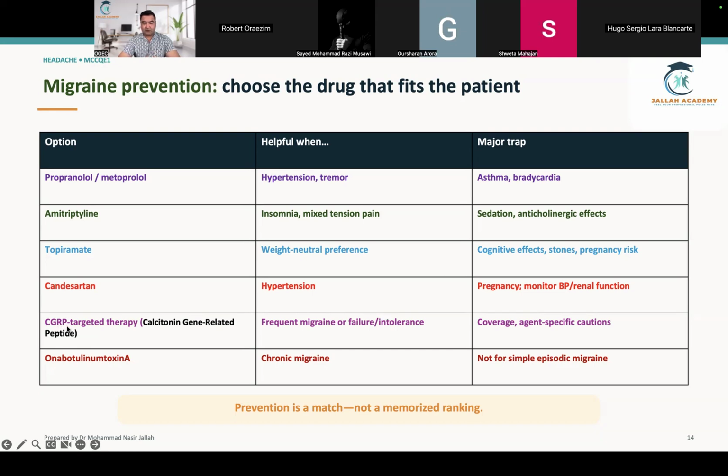The CGRP, which is currently very commonly used in Canada, calcitonin gene-related peptide: frequent migraine or failure, the treatment is not responding, or the patient is intolerant, then in that case, we can use this medication, with agent-specific caution and coverage. They don't have a lot of information on what the side effects are or the conditions that they shouldn't be using it. But anyway, for the chronic migraine, onabotulinumtoxinA, not for a specific episodic migraine. It is for the chronic one.